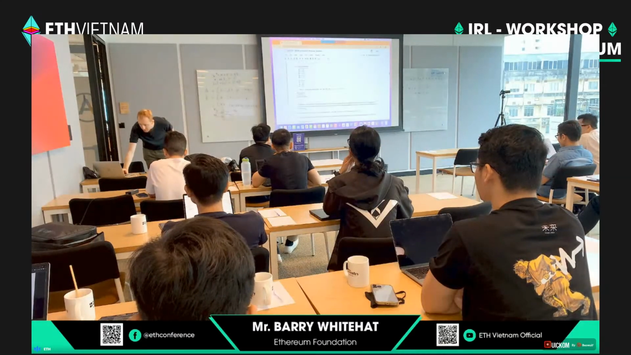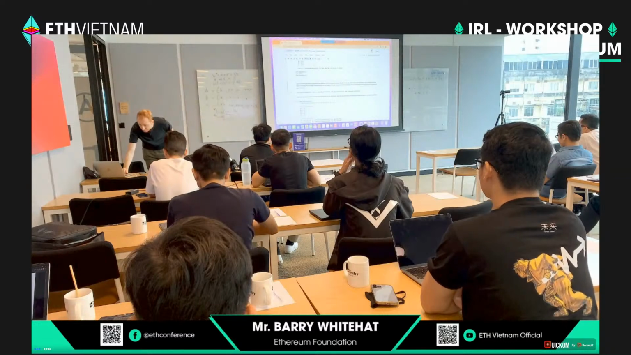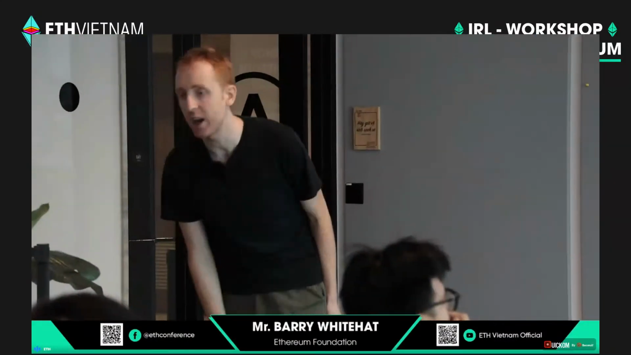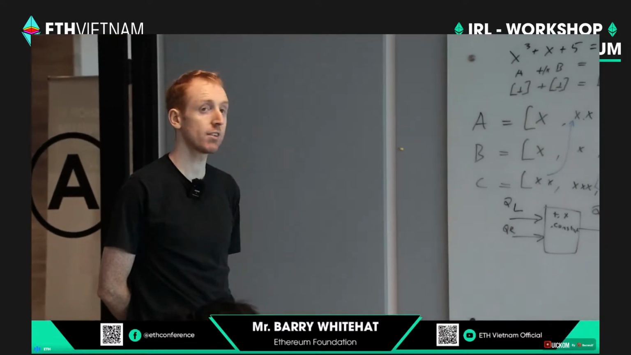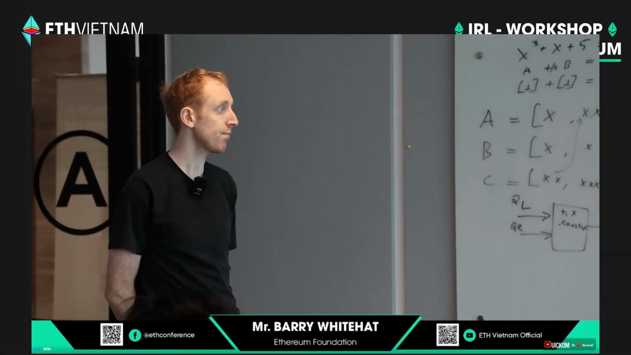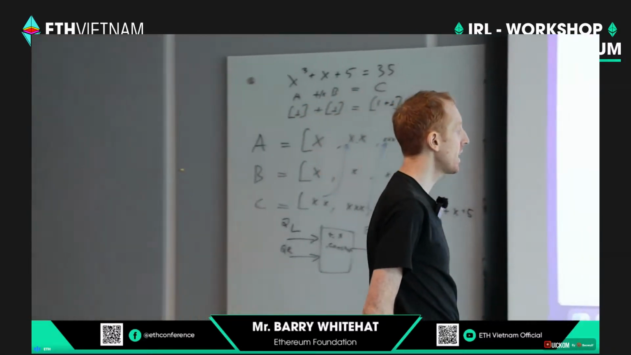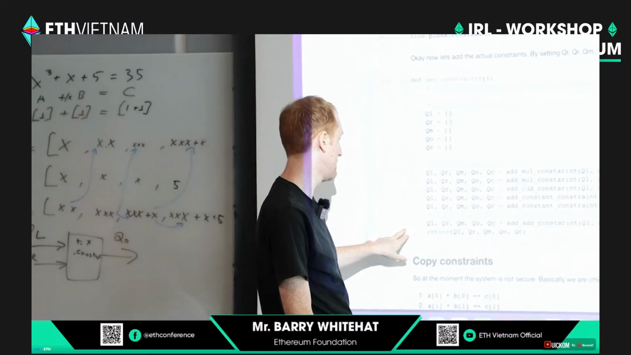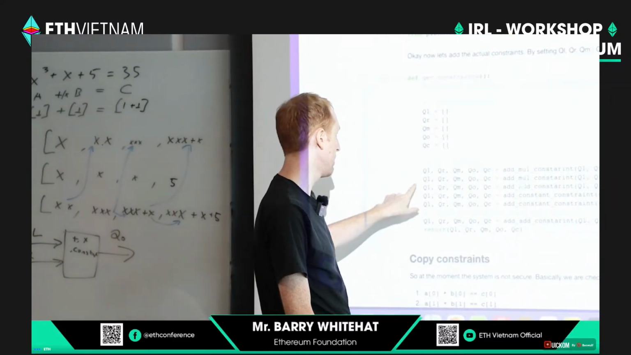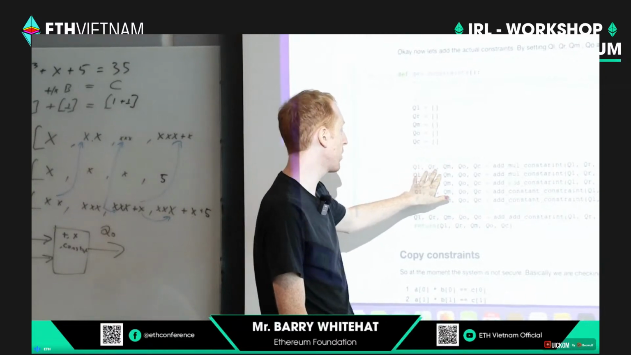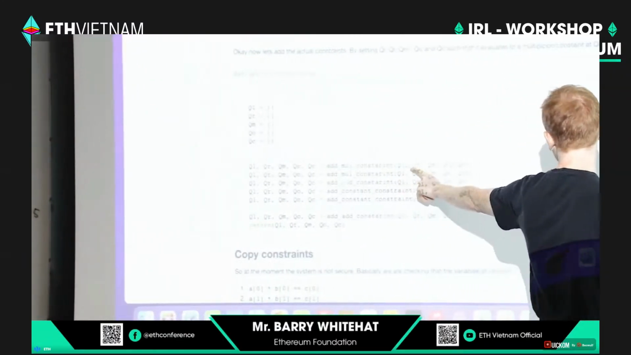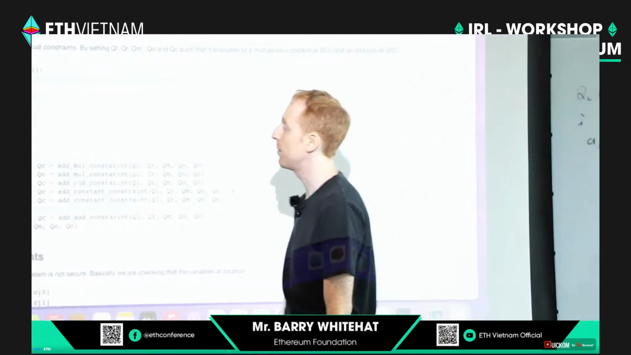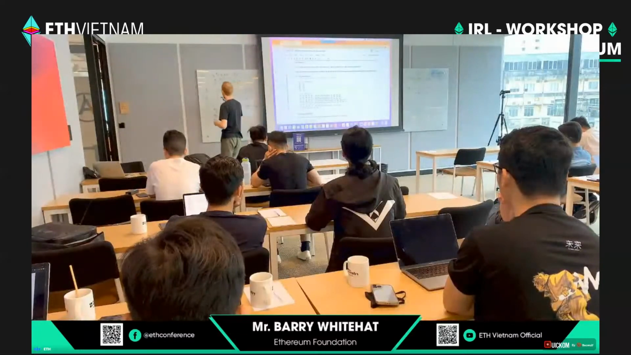Okay, so we're almost at the end of the first half. Almost there. So this is just generating the constraints for our program. This is the last part. Basically what we're doing is we're calculating the QL, QR, QM, QO, and QC that satisfies our original problem.